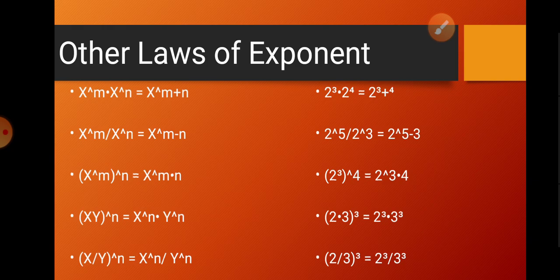The next is the same. You have different base but the same exponent. You can use distributive property, but the operation that they use is division. So x over y, to the power of n is equal to x to the power of n over y to the power of n. So distributive property ang gigamit. So in numbers, 2 over 3, to the power of 3 is equal to 2 to the power of 3 over 3 to the power of 3.